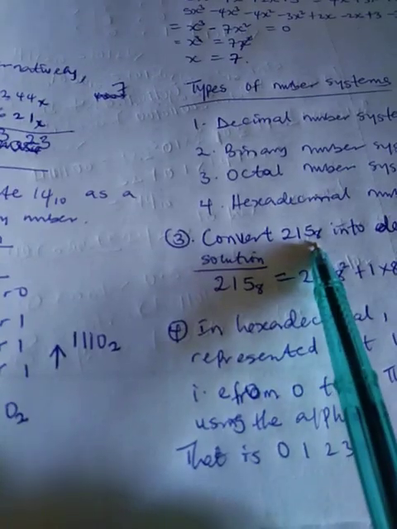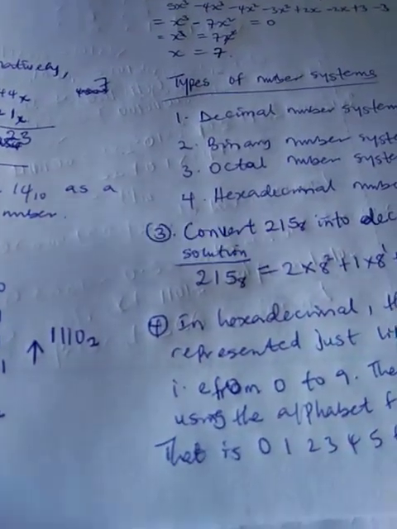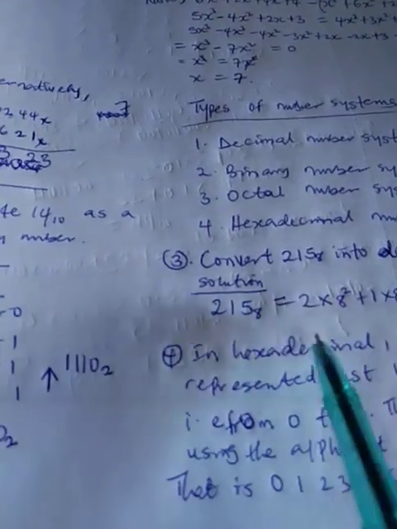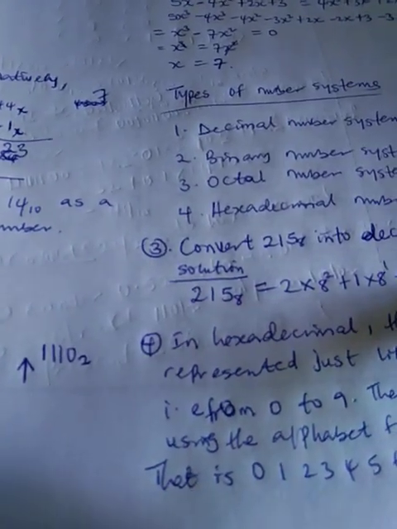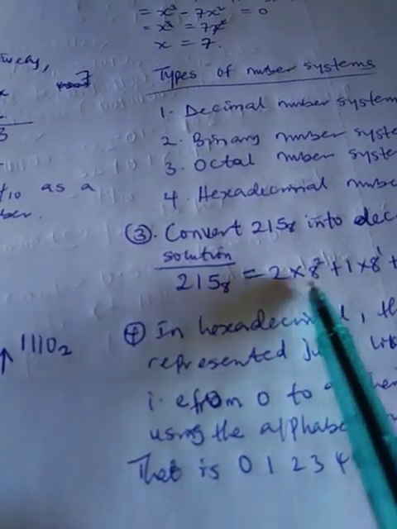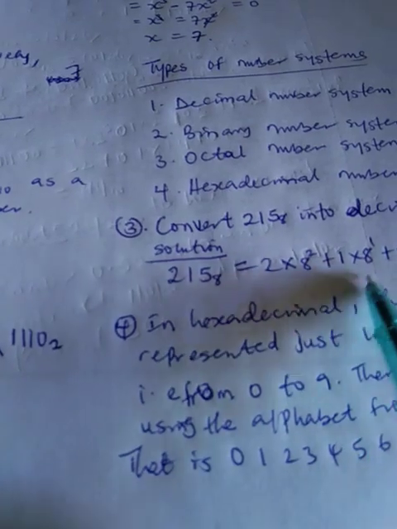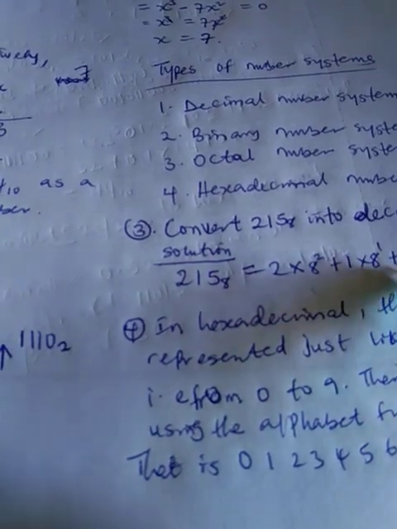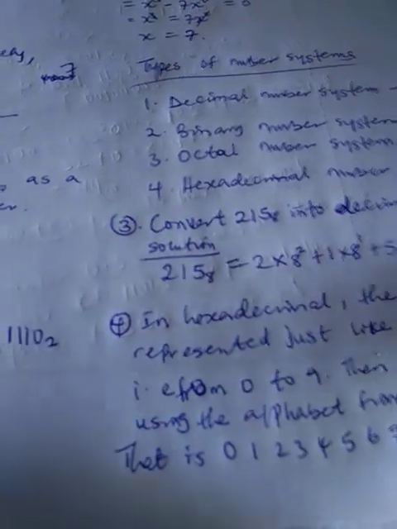Example 3. Convert 215 in base 8 into decimal. So of course, converting to decimal means that you are converting to base 10, which is very common that we always do. Now you have 2 times 8 to the power of 2 plus 1 times 8 to the power of 1 plus 5 times 8 to the power of 0 to give you this.